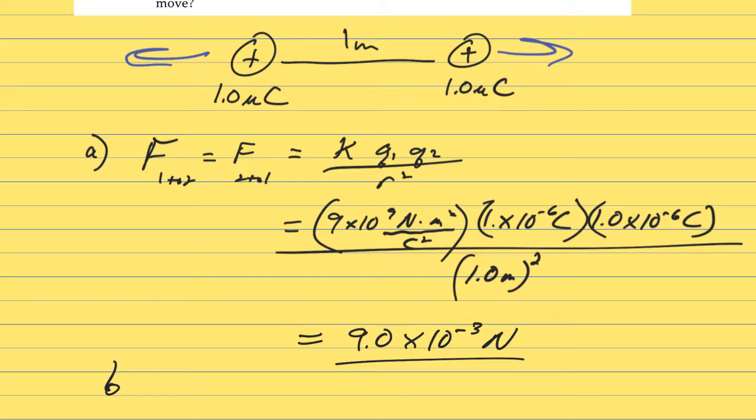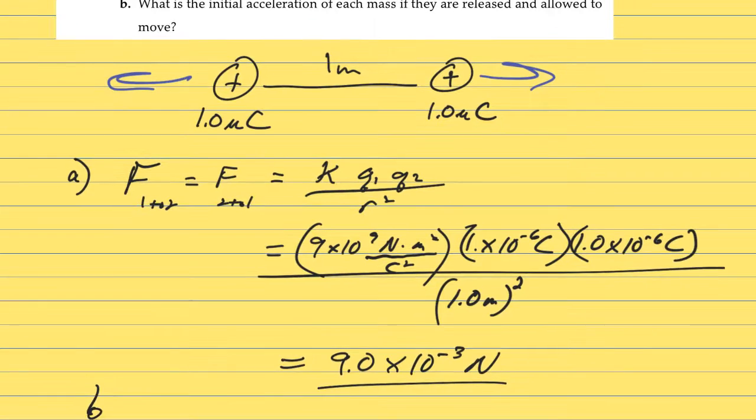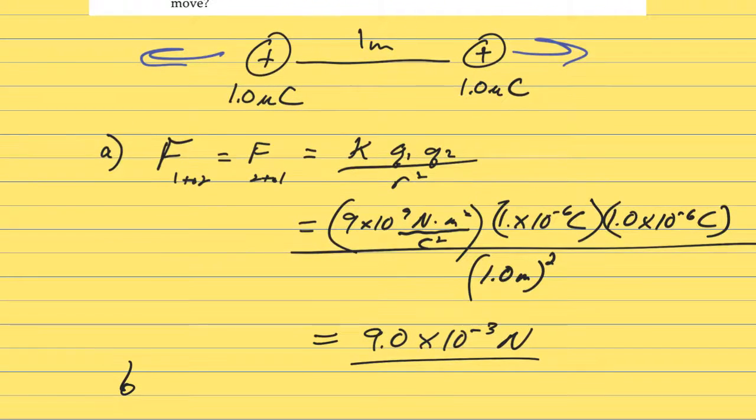Let's do B. What was B? That was me moaning. Acceleration. All right, good. If they were released and allowed to move. Hey, back to our Physics 1 days. So B, let's do acceleration.